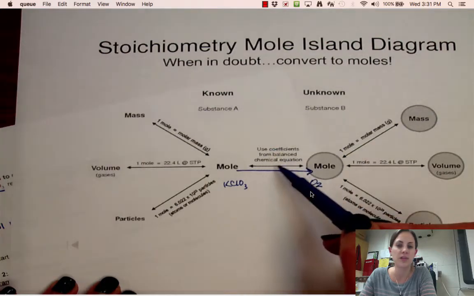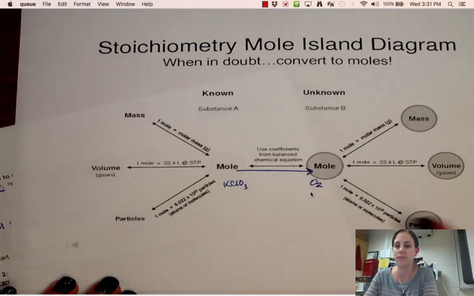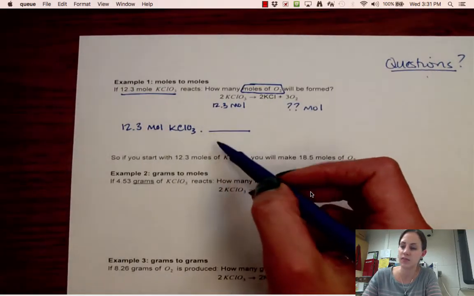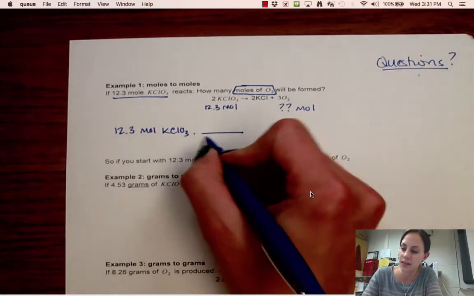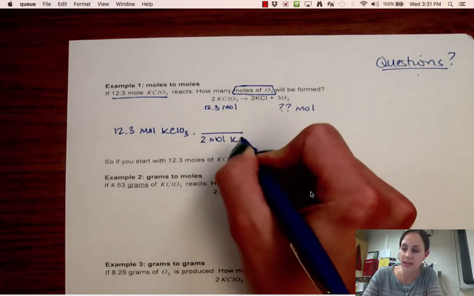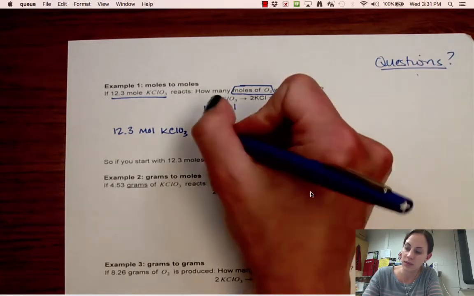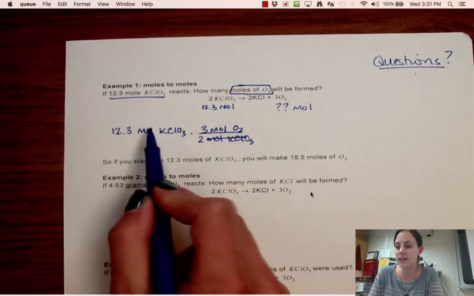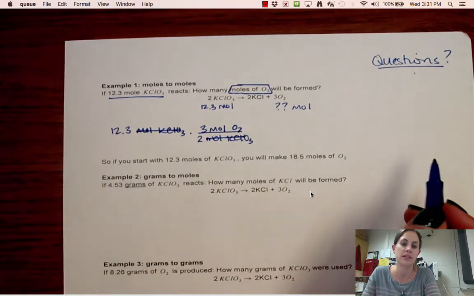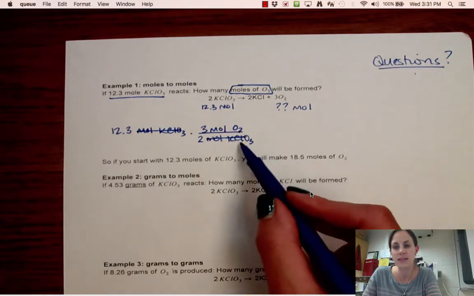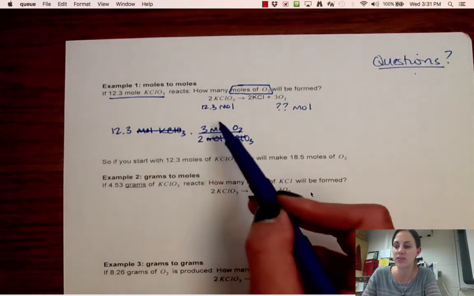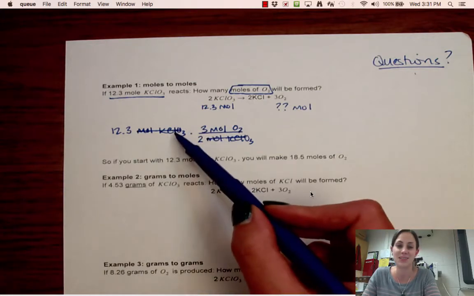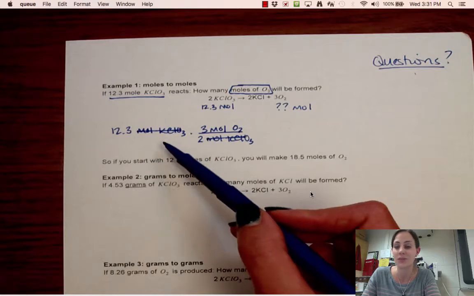It's important here. I'm going to use these coefficients from the balanced equation. So I set that up in this step as a conversion. So from my balanced equation, I can see that 2 moles of KClO3 are needed to make 3 moles of O2. So now I can see that moles of KClO3 cancels out. It's important here to write the substance because you see the unit of moles 3 times. So which unit of moles has to cancel? That's why the substance after the word moles is going to be important.